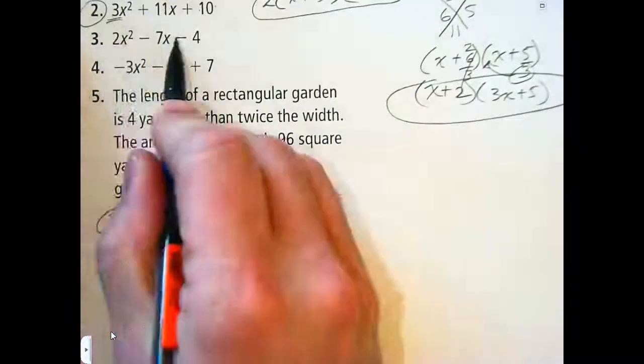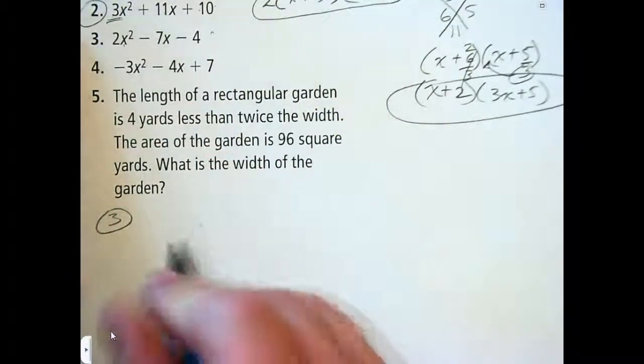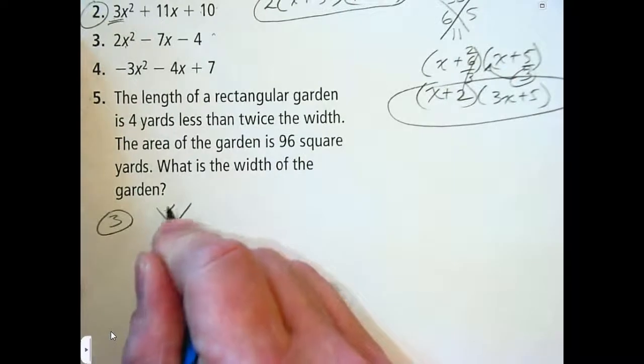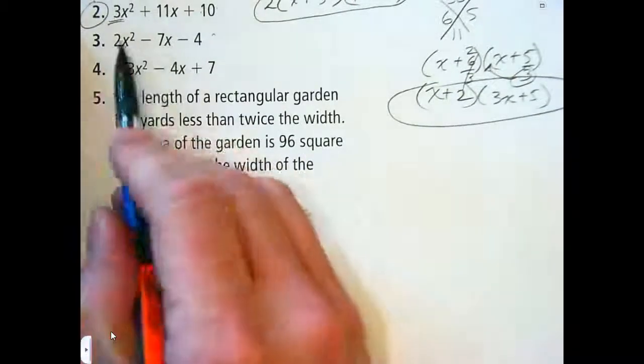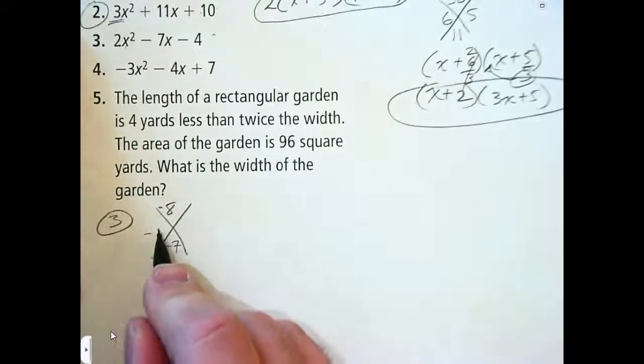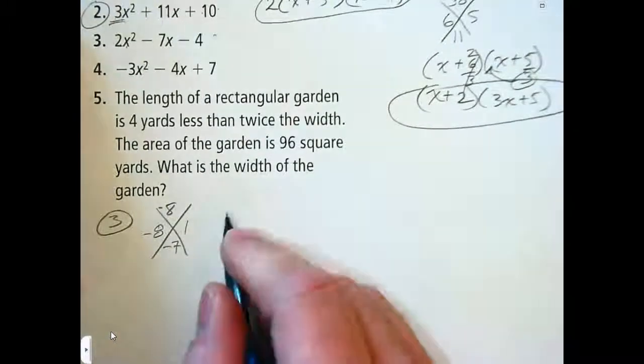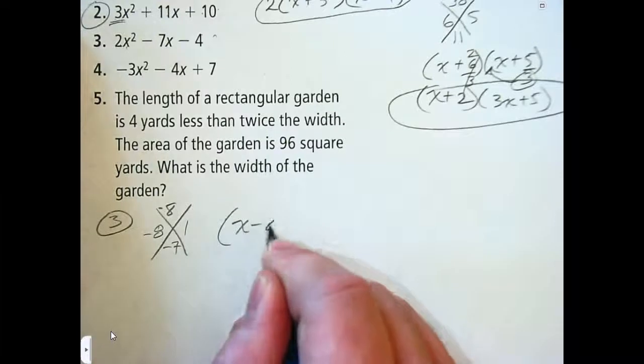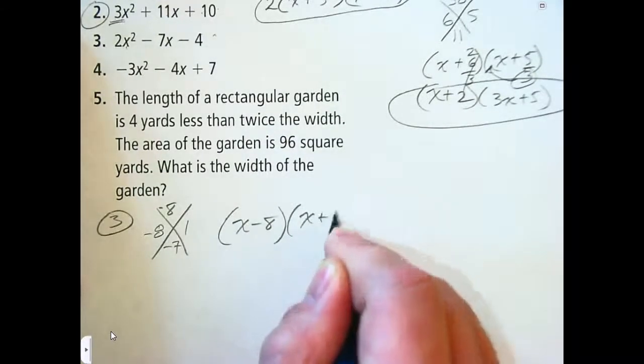You can't take anything out, so we've got 2 things that multiply to make negative 8. Add 2 times negative 4 and you get negative 7. So in this case that is negative 8 and positive 1. So you get x minus 8, x plus 1.